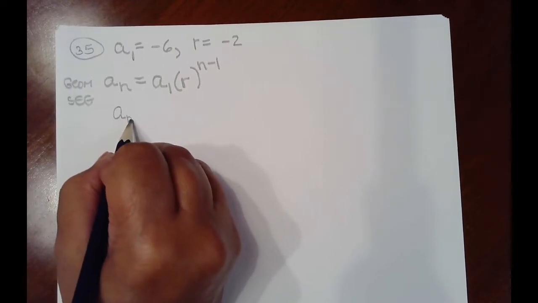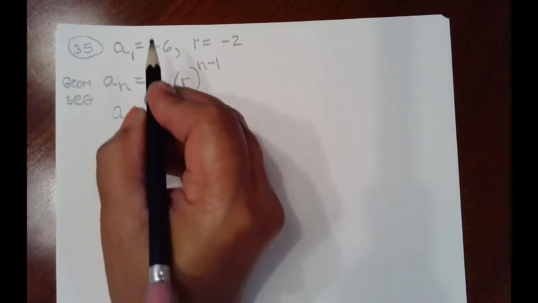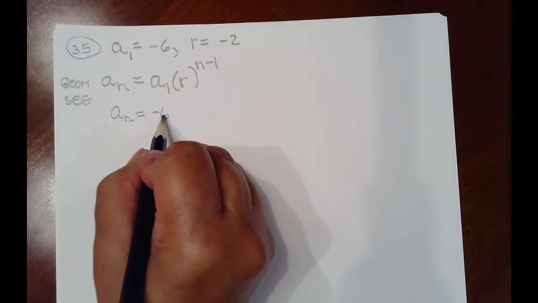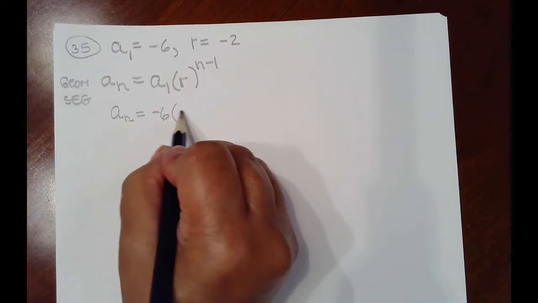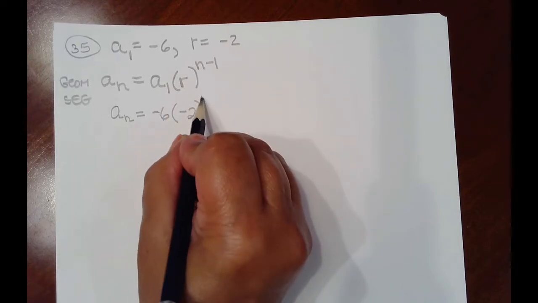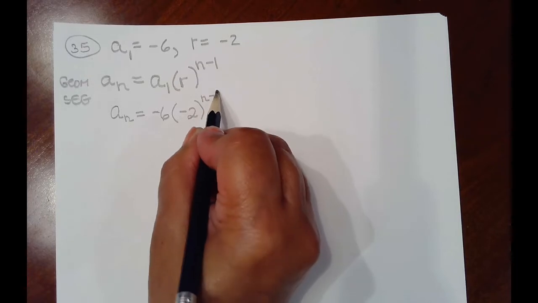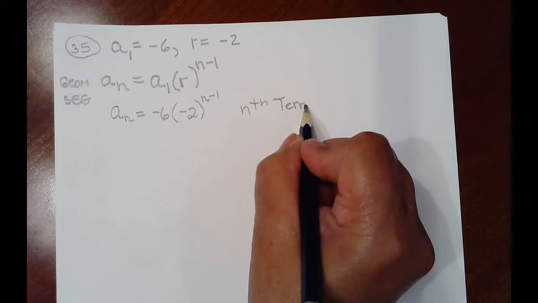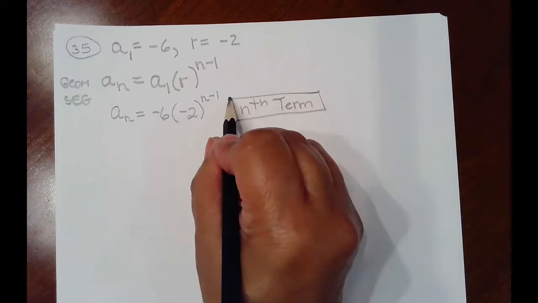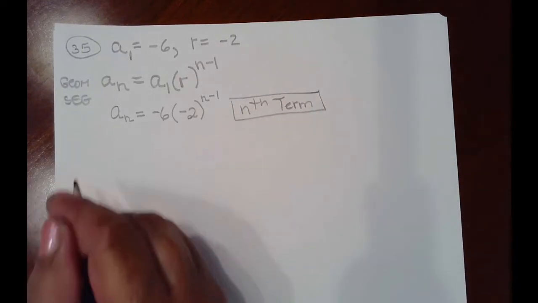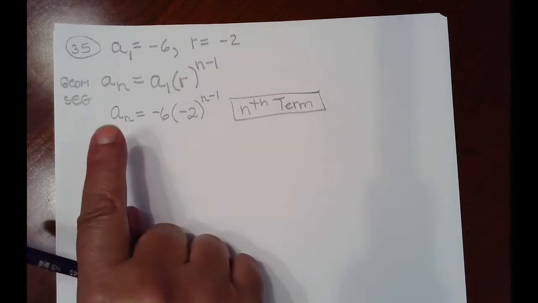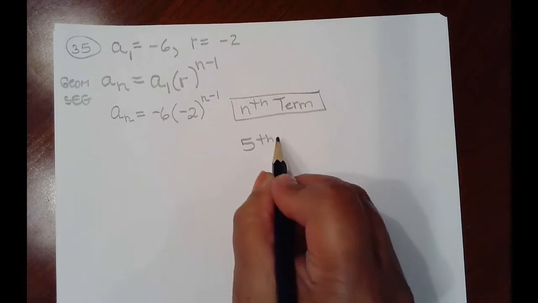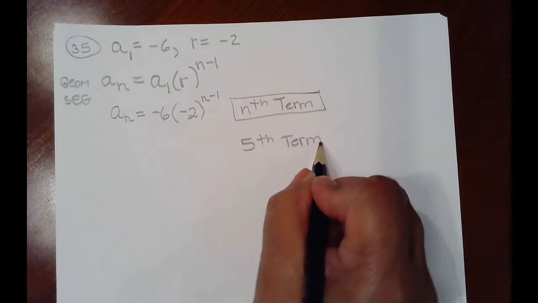Let's say that a specific nth term formula using the specific givens that they have offered you is -6 for a sub 1. The r value is -2, and that -2 is being raised to a power of n minus 1. So this is what we call the nth term formula for the geometric sequence. That's one of the things they asked you. Then they asked you to find the fifth term, and you can use this formula to get any term. So fifth term, we're just going to let n be equal to 5.